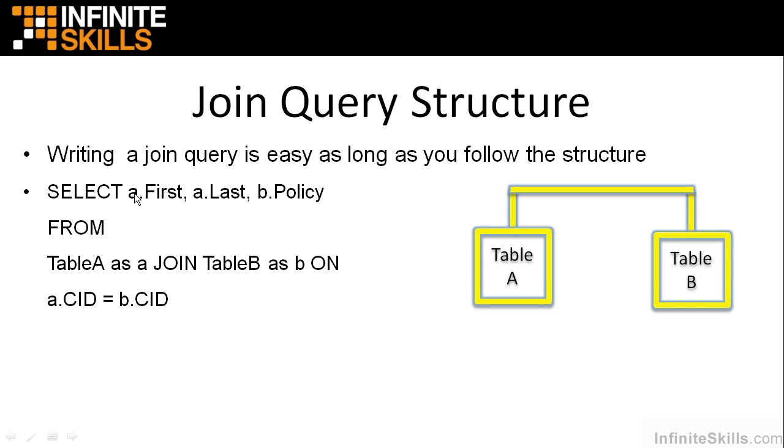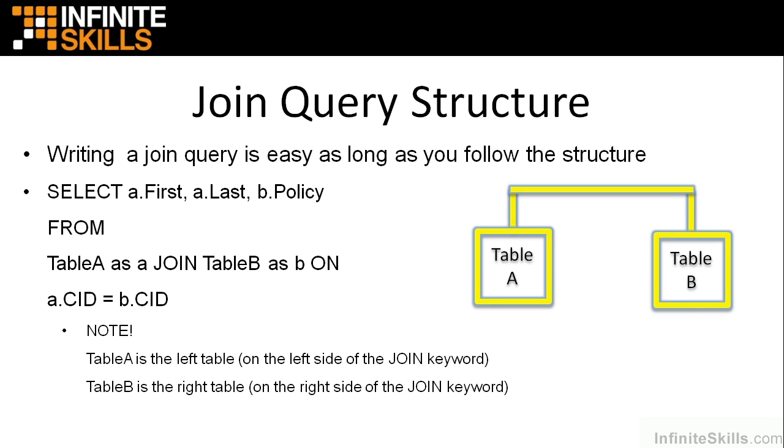Notice I'm saying select A period first. That's the first name column here. Don't worry about this A. I'm going to talk about it in just a moment. Then we're pulling the last name column from Table A. And then we're pulling the policy column from B. And notice we're saying from Table A as A, talk about that in a moment, join Table B as B on, notice the on keyword. So we're saying select these columns from these 2 tables. Table A, join Table B on where the Table A's CID column equals the Table B's CID column.